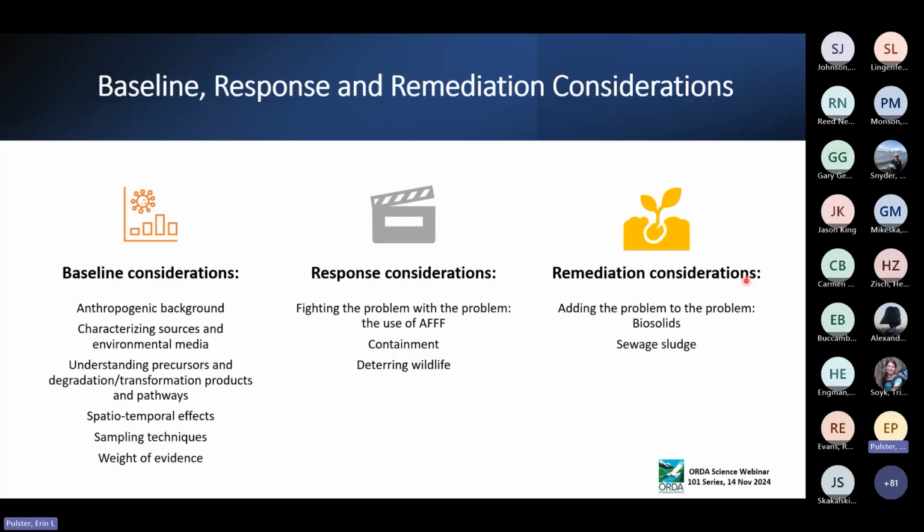Some of the remediation considerations: for instance, there are some mines that they are trying to remediate, and they added biosolids to remove metals. Well, now we have another problem, because now we have metals and we have PFAS. So we need to consider the different mechanisms to remediate an area, taking into consideration the PFAS content of biosolids and sewage sludge that is sometimes used to help remediate.